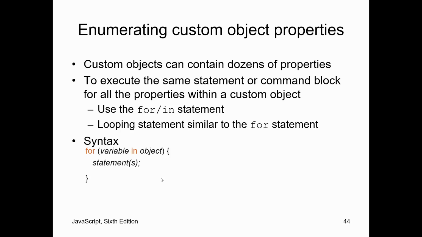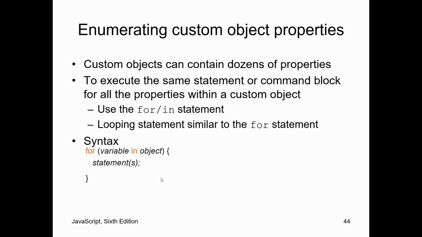Gets a little bit hairy, for lack of better words. Not every language does it the same way. In fact, in many ways, JavaScript is unique. All right, enumerating custom object properties. Custom objects can contain dozens of properties. When you think about having a custom object named human, we mentioned eat, drink, sleep, but there's a lot of other things. Think of all the different things that people do.